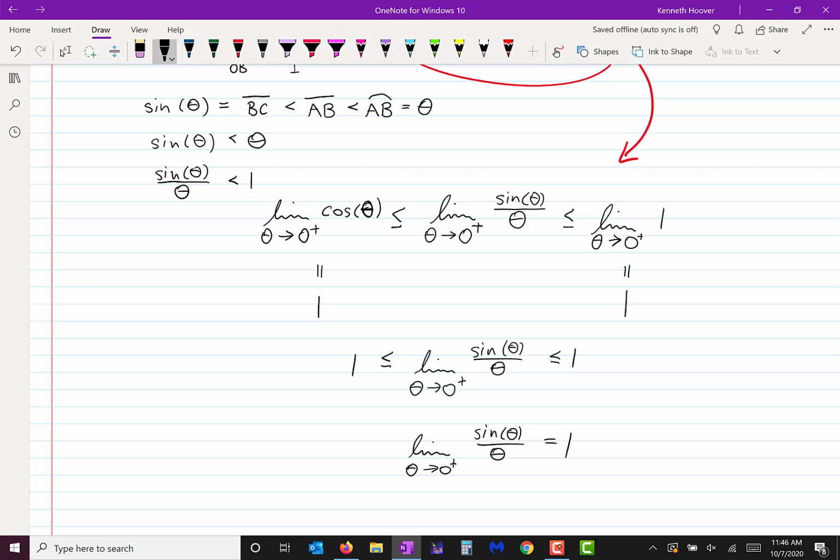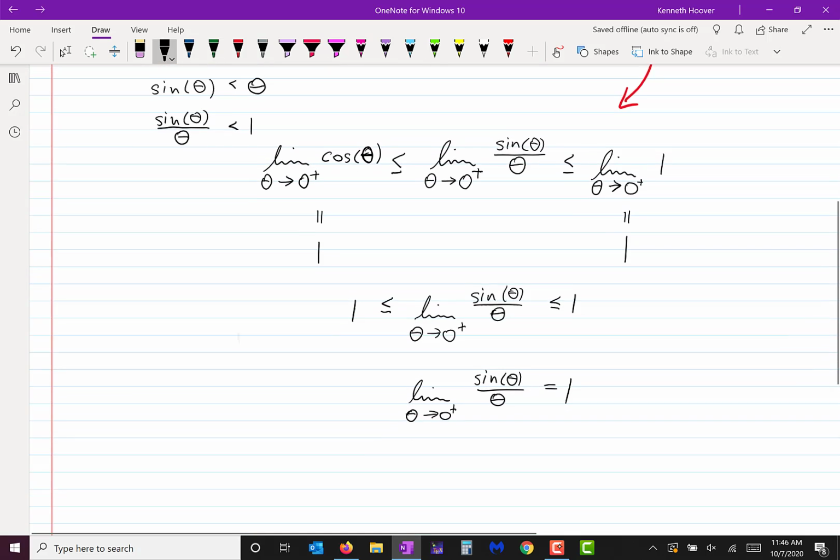Okay? Now what about the limit as theta approaches 0 from the left?